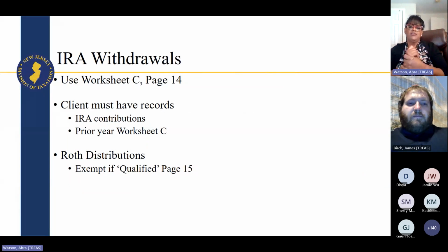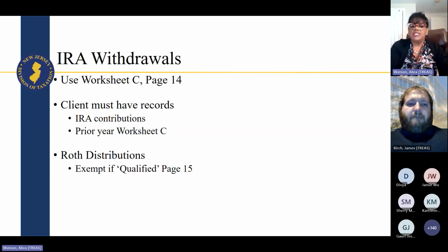Now, when it comes to IRAs, they're going to use worksheet C. So worksheet C is used to figure out an IRA. Now, when it comes to an IRA or using worksheet C, if you have a client that has multiple IRAs, they can use one worksheet C and just combine all the IRAs on one, or they can use a separate worksheet C for each different account. It's really up to them.